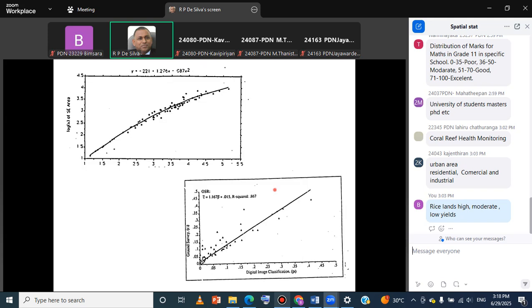Then once you have the data, you can plot that data on this kind of a graph and show how the data are distributed.